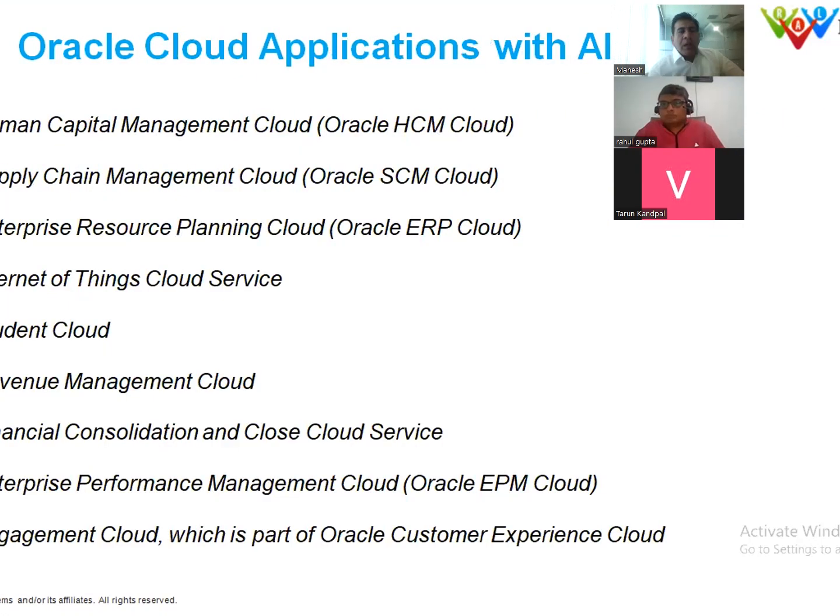Now in Oracle Cloud applications, across the different clouds, Oracle has provided Oracle Adaptive Intelligence App solutions. We have them in Oracle HCM, Oracle SCM, ERP Cloud, IoT, and Revenue Management Cloud. We have them in EPM also, and in Engagement Cloud as well. So in all these clouds, AI apps functionalities are getting used.